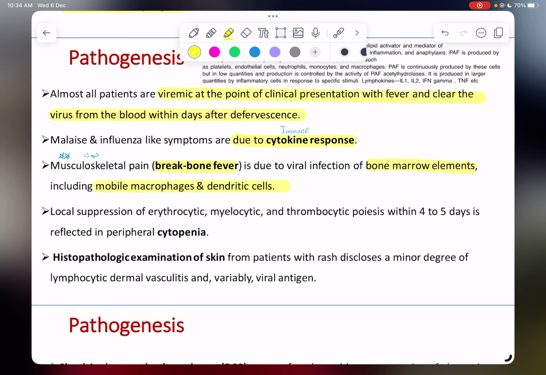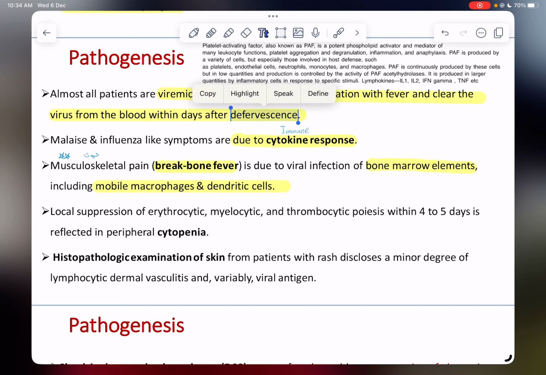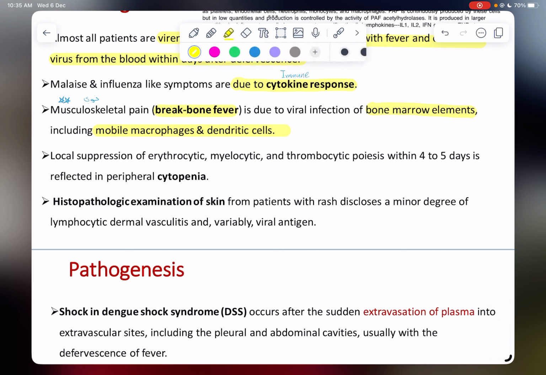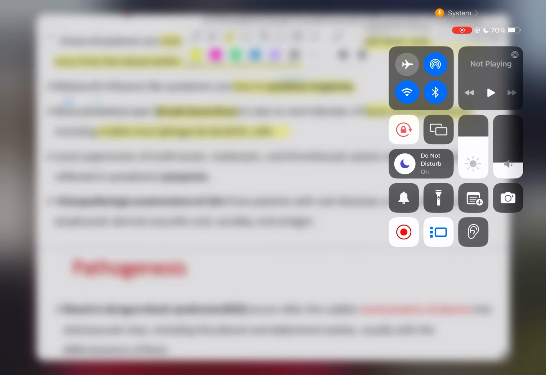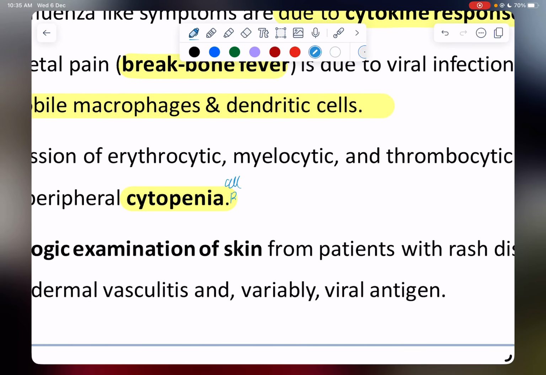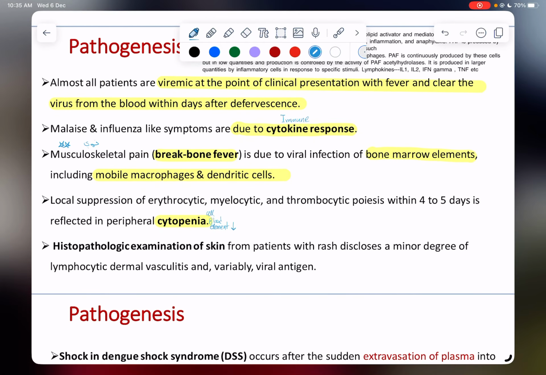Now this break bone fever and the pain in the bones is because of the involvement and infection of the elements of the bone marrow, including these cells. This leads to local suppression of all these series for the first 4 to 5 days, and the patient will have cytopenia. If you do a blood CP, complete picture, or CBC, whatever you call it, you will find that all elements in the blood will be suppressed, like aplastic anemia, but not aplastic anemia, because aplastic anemia is a major suppression. It's not like that, but they are suppressed. All right.